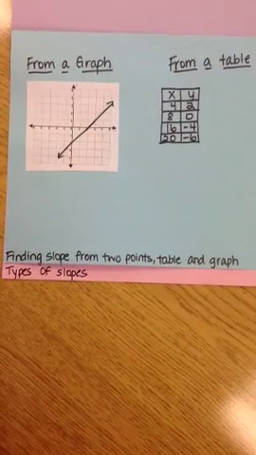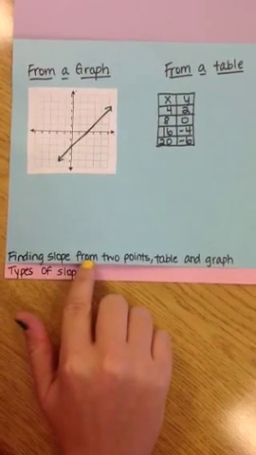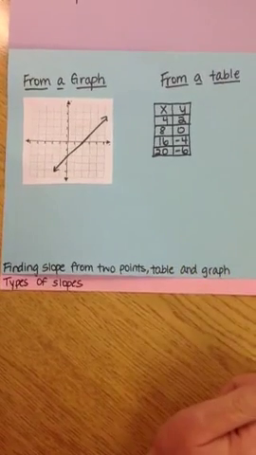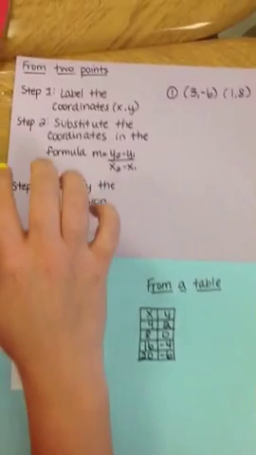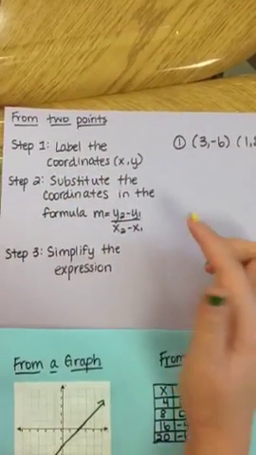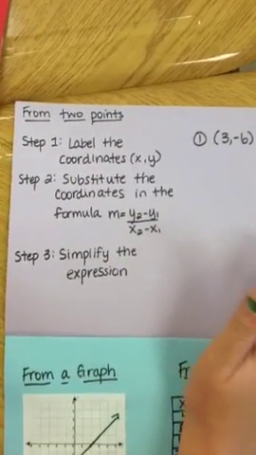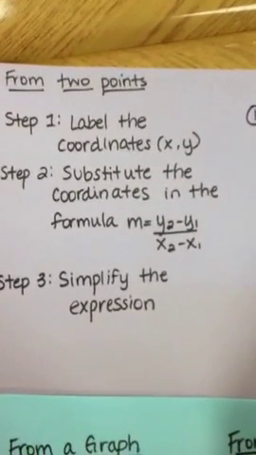Okay, students, turn into your folder where it says Finding Slope from 2 Points, Table, and a Graph. Okay, so first we're going to look at finding the slope from 2 points. Write down the steps, and then we're going to solve the problem.